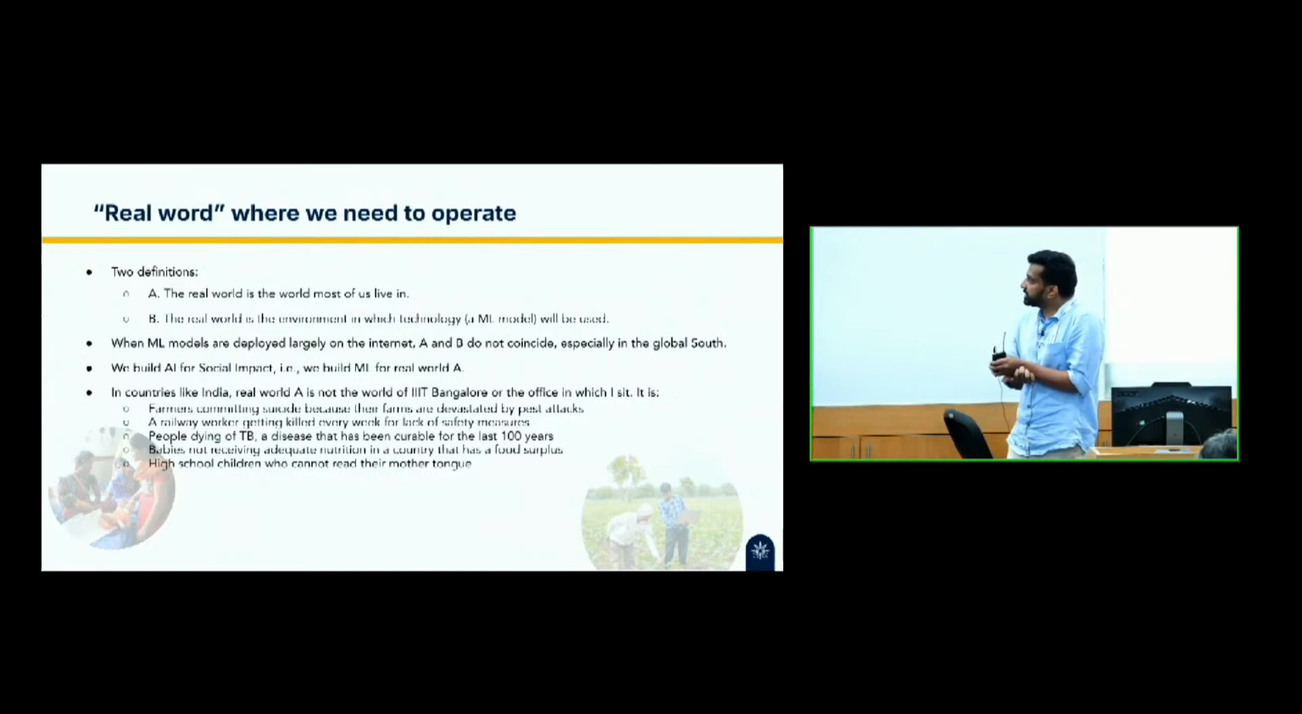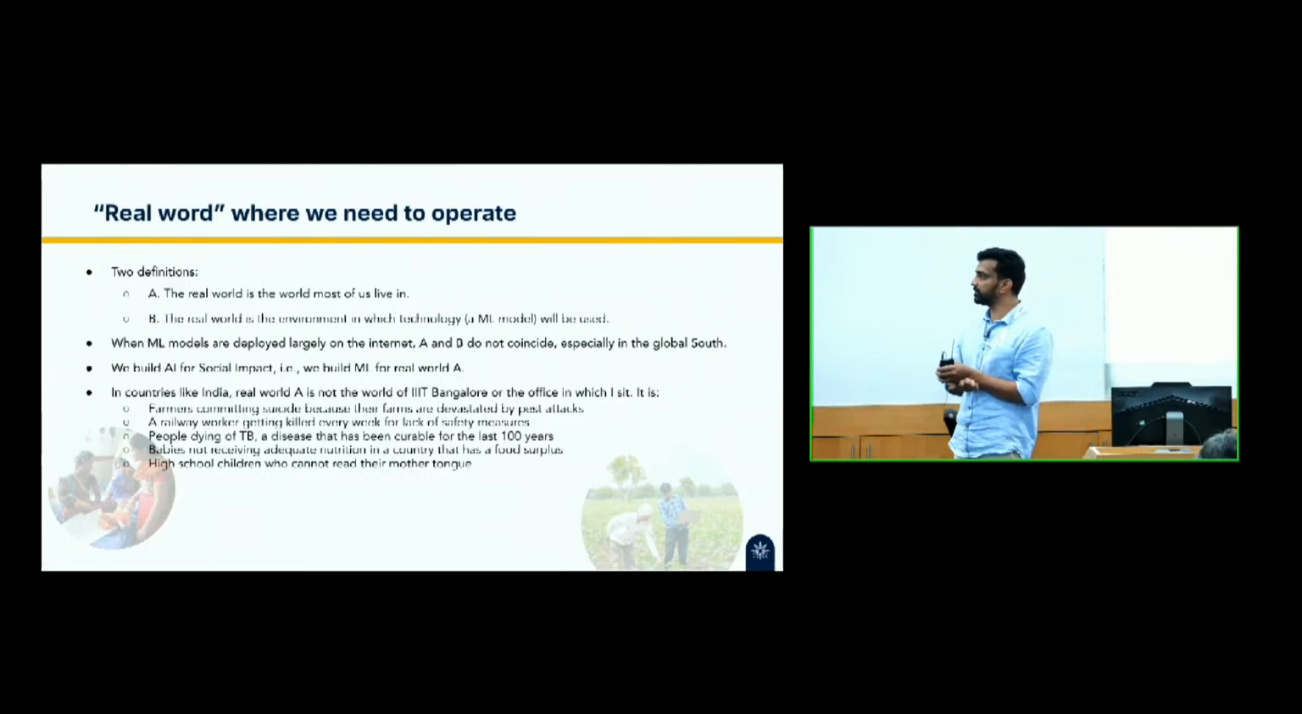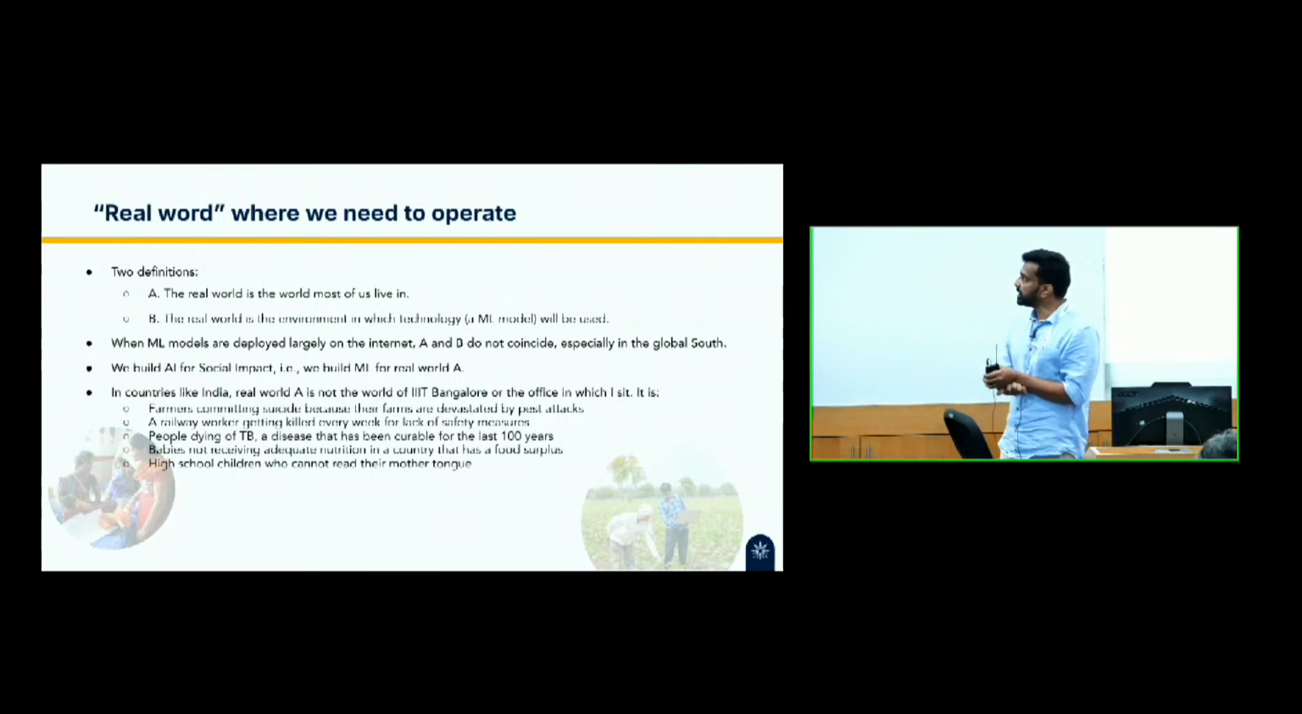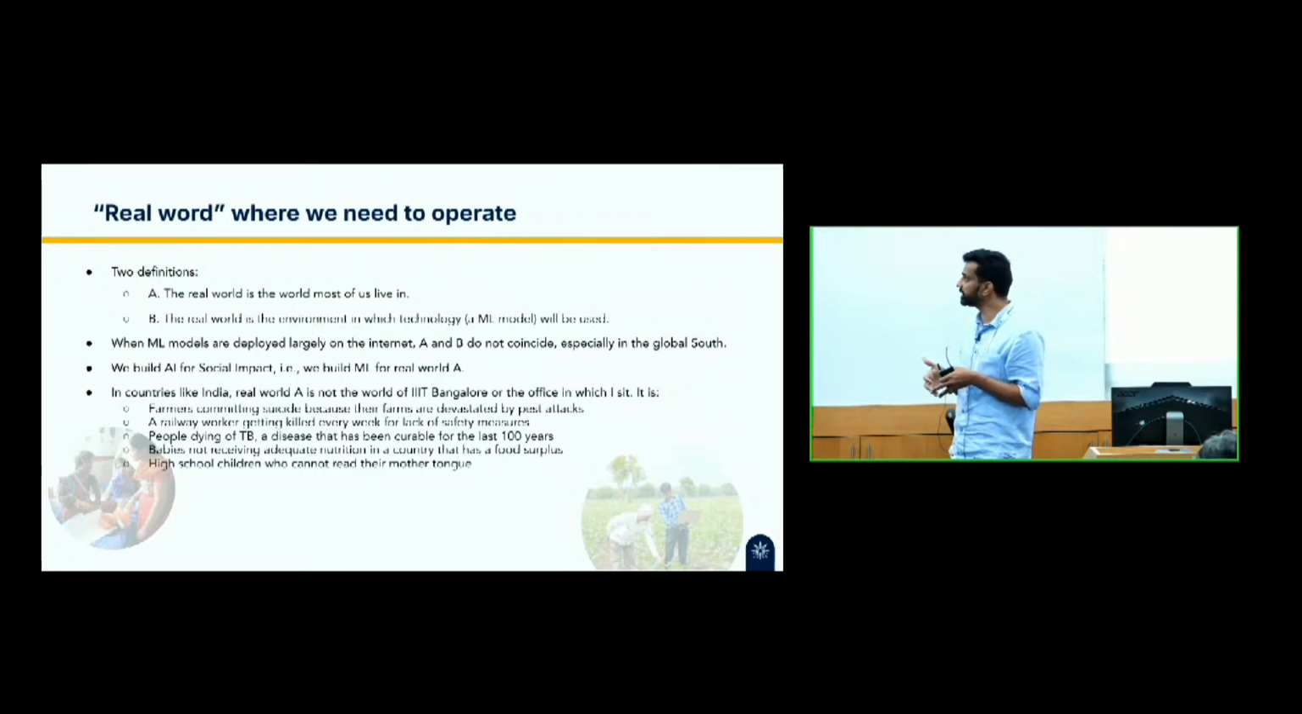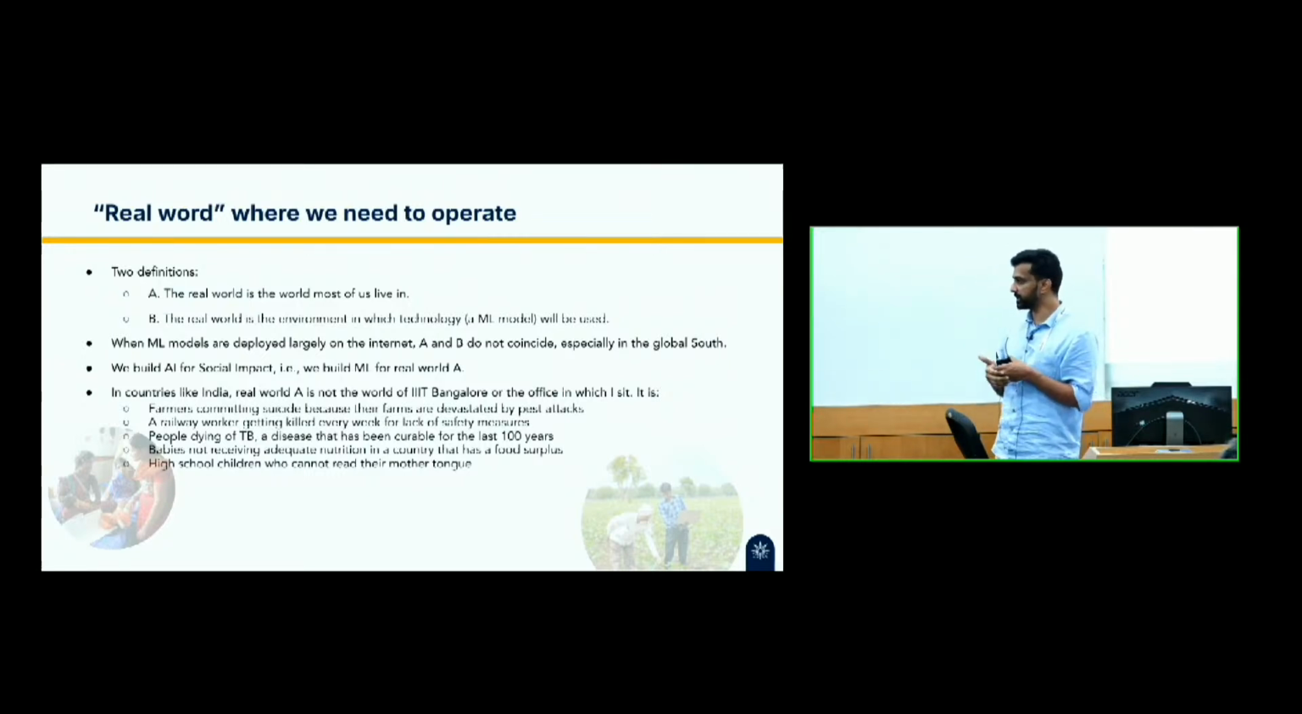And what exactly is the real world here? So the real world has probably two definitions. When you apply an ML algorithm in the real world, what do you call the real world? One is the world we live in, and probably the one where most AI algorithms operate. But in the global south, in the context of developing countries, these need not coincide.